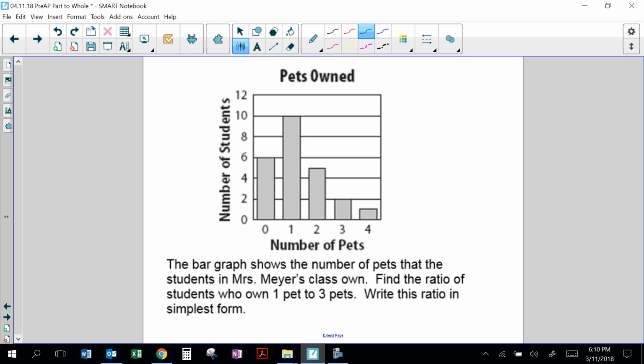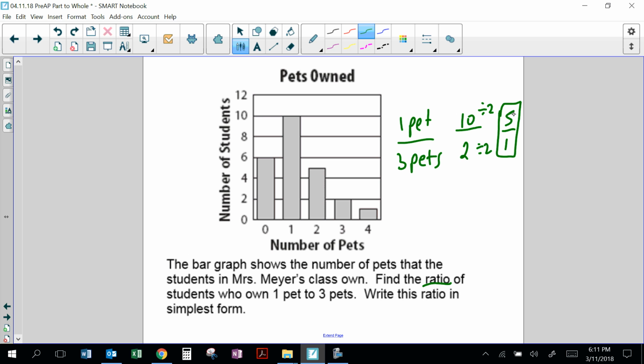This is a bar graph that you learned in elementary school. This bar graph shows the number of pets that the students in Mrs. Meyer's class own. Find the ratio of students who own 1 pet to 3 pets. So let's count. How many students have 1 pet? 10. How many students have 3 pets? 2. Can I simplify? Divide both the numerator and denominator by 2, and it's 5:1. So the ratio is 5:1.